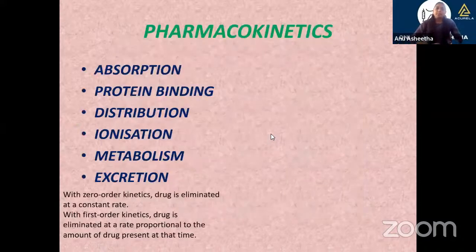So pharmacokinetics. The 4 main aspects of pharmacokinetics are absorption, distribution, metabolism, and excretion. Before going into pharmacokinetics, we need to know what is zero order kinetics and what is first order kinetics. With zero order kinetics, the drug is eliminated at a constant rate, whereas in first order kinetics, it is eliminated at a rate proportional to the plasma concentration.